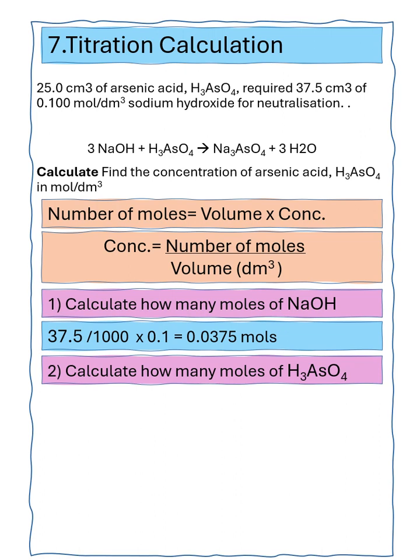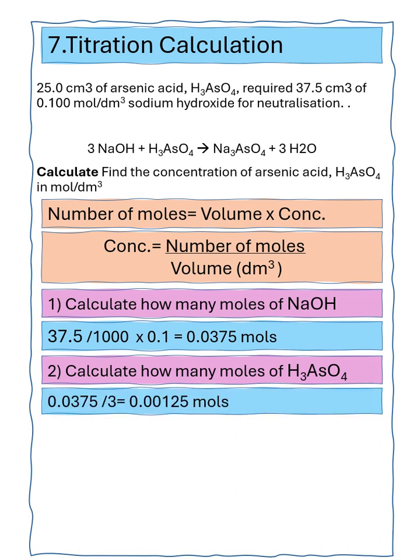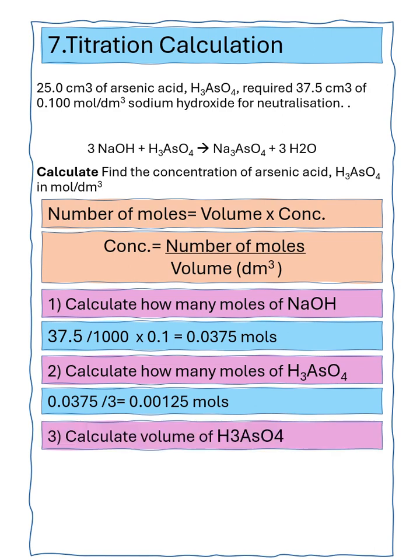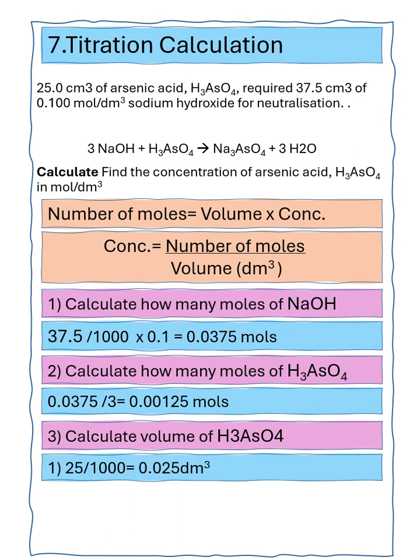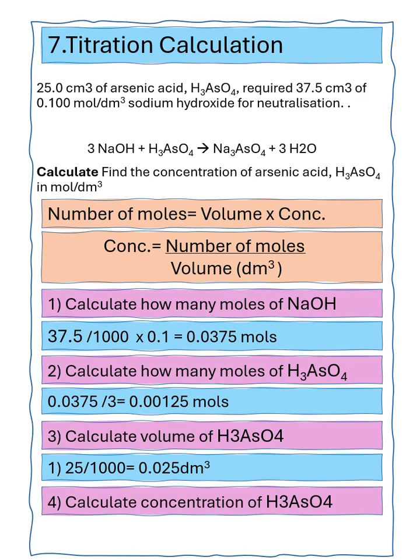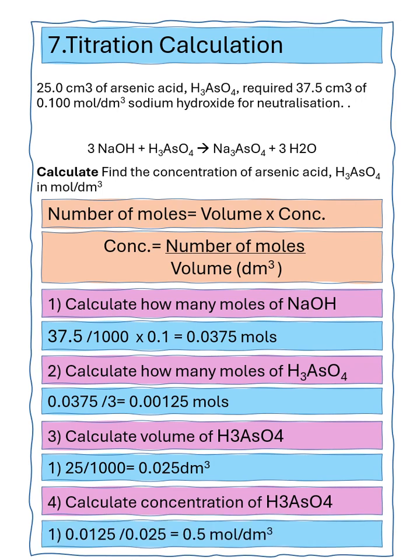We know from the equation we've got 3 moles of sodium hydroxide to every 1 mole of arsenic acid. So we need a third less arsenic acid. So we divide the number of moles by 3, giving us 0.00125 moles of arsenic acid. We can then calculate the volume of arsenic acid. We know we've got 25 centimeters cubed, so we divide by 1,000, turn that to decimeters cubed. We can then calculate the concentration using the equation number of moles divided by volume. So that's 0.0125 divided by 0.025 gives us a concentration of 0.5 moles per decimeter cubed.